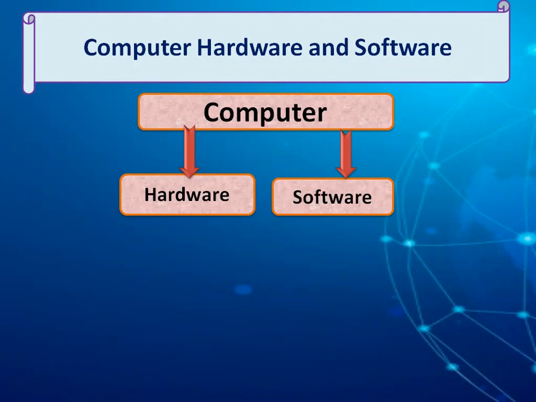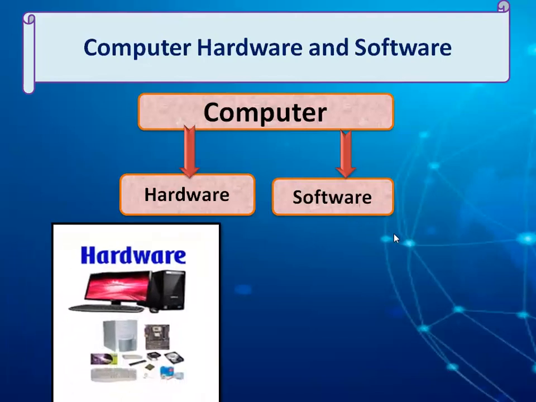A computer consists of two parts, hardware and software. These two are the major parts of your computer system. The machine is known as hardware. It means that the physical parts of your computer system are called hardware, which you can touch easily, which you can move easily. All machinery is called hardware.